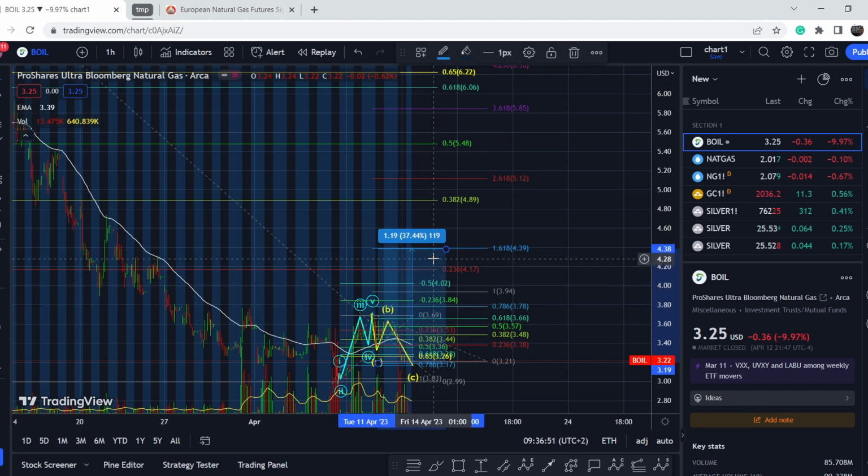And depending on its price action, I will do another update. What should we expect next? So, I think from the technical standpoint that's it for now.